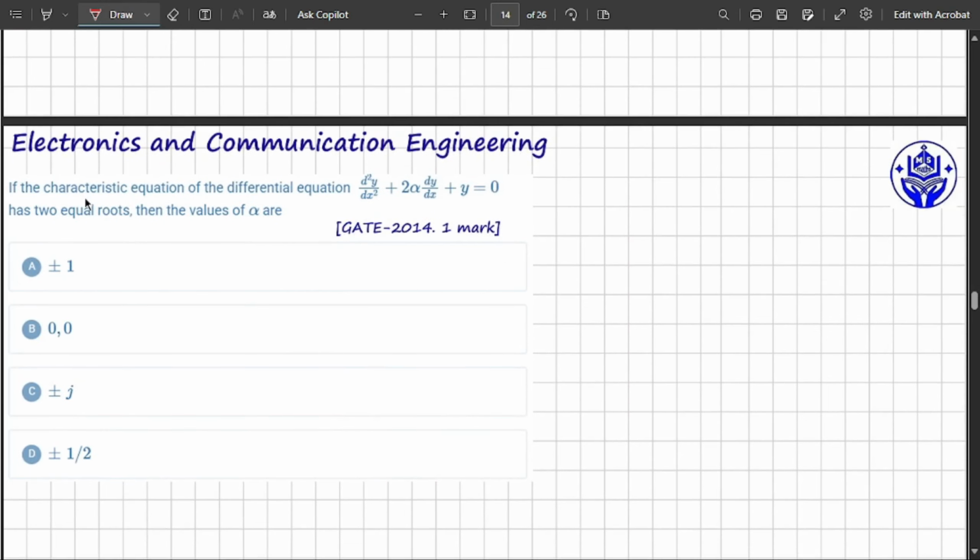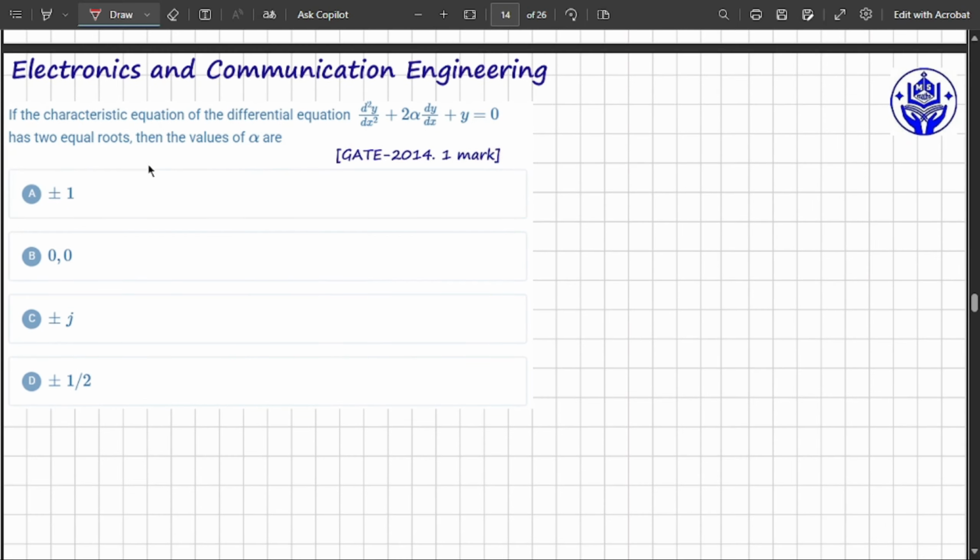Okay, next one: we have the characteristic equation of a differential equation. The characteristic equation has two real roots. Then what is the value of alpha? So it has two real roots. It means for what value of alpha it will be the solution. Now in this case, this is y double dash plus 2 alpha y dash plus y is equal to 0.